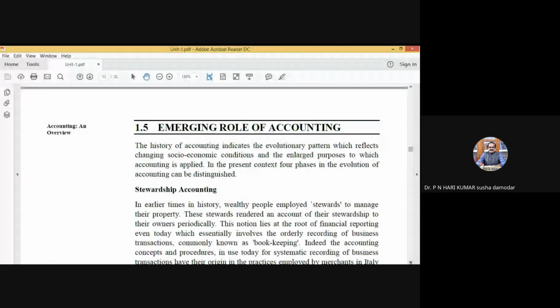Emerging role of accounting. This is very important. Stewardship accounting. This type of accounting originated in the 15th century. That means the business owners appointed stewards to manage their property.